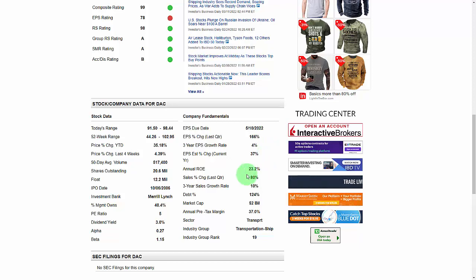Very, very attractive. Annual return on equity, annual ROE, 23.2%. If you're not familiar with that, any number in the teens is a respectable number.